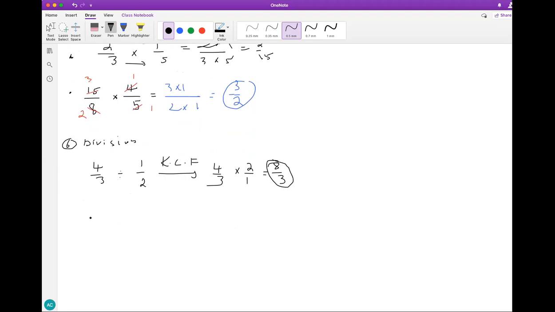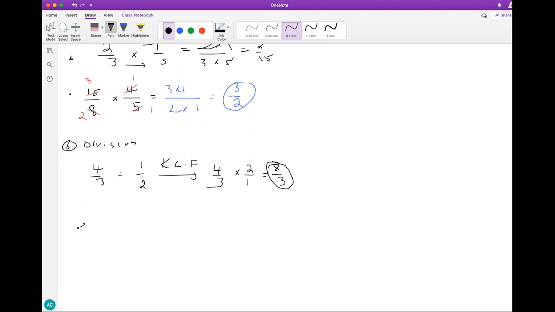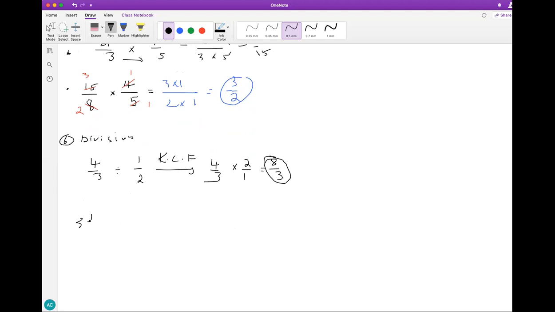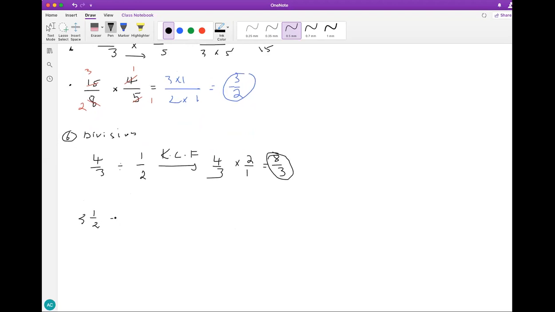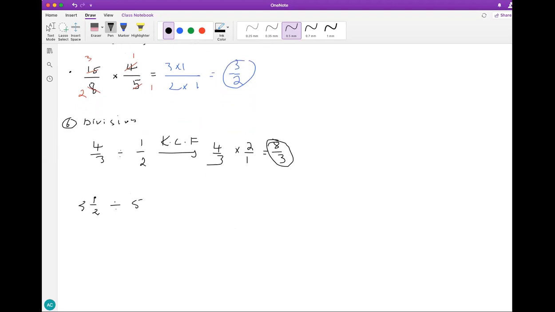Let's do an example now, maybe with a mixed number. Let's say you have 3 1/2, and we want to divide that by, let's say, maybe 5. We have two different numbers here. We have a mixed number, we divide by a whole number. So what we'll do is we're going to turn both of these into fractions. How do you turn this one again into a fraction?